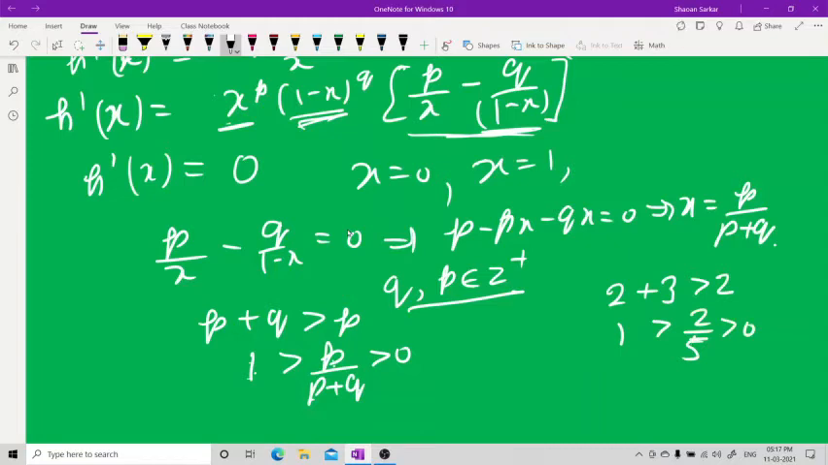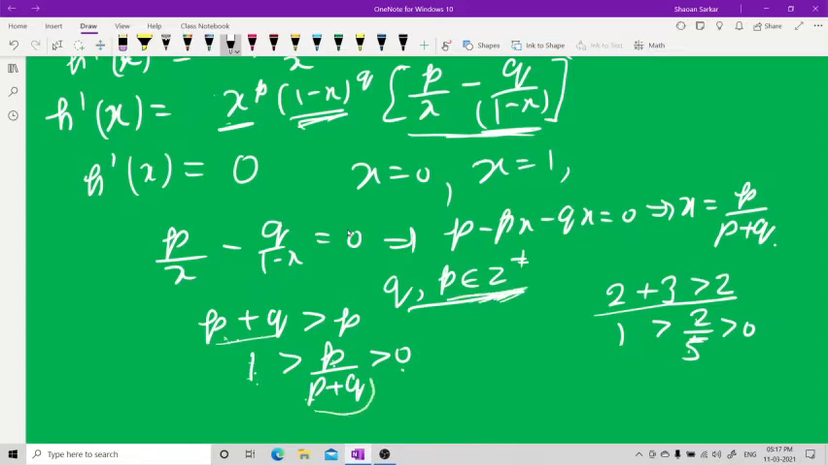मैंने एक एग्जांपल लिया है, p और q दोनों ही पॉजिटिव इंटीजर हैं. पॉजिटिव इंटीजर हैं तो p plus q क्या होगा? सीधे इस एग्जांपल को देखो, 2 plus 3 is greater than 2. Then 2 by 5 is of course less than 1. p upon p plus q is less than 1 but greater than 0 because both of them are positive integers. दोनों positive integer हैं, इसलिए greater than 0 है.